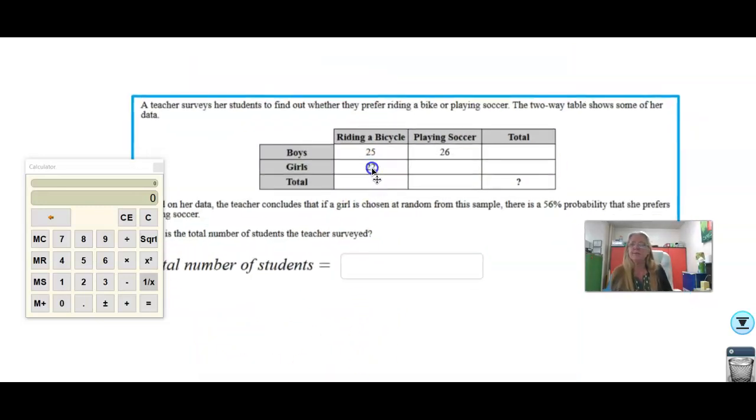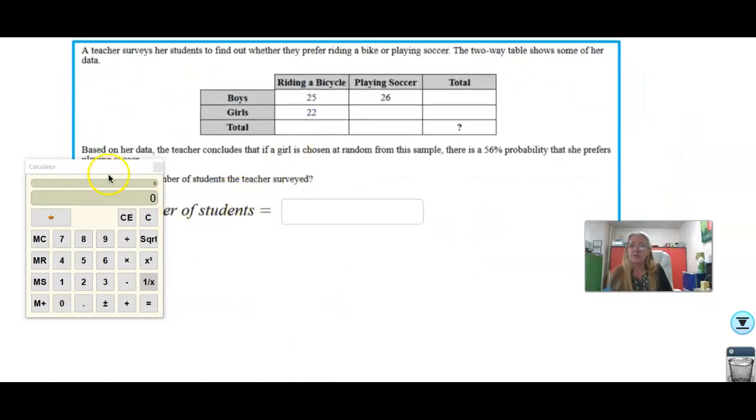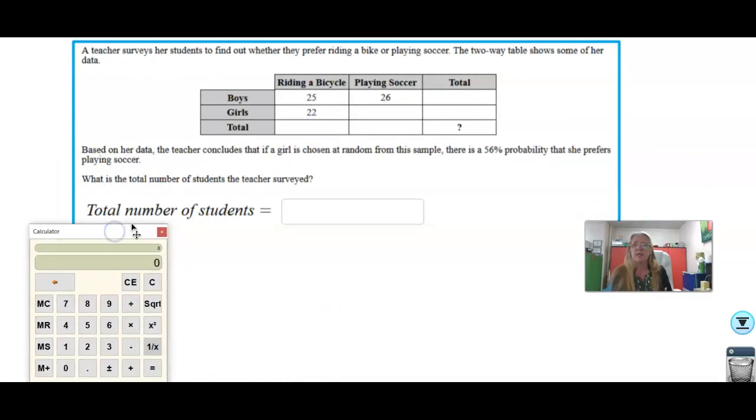Okay, here we go. A teacher surveys her students to find out whether they prefer riding a bike or playing soccer. The two-way table shows some of her data. Based on her data, the teacher concludes that if a girl is chosen at random from this sample, there is a 56% probability that she prefers playing soccer. All right, what is the total number of students the teacher surveyed?